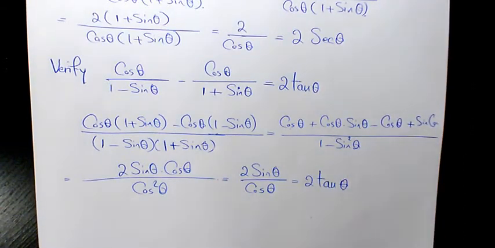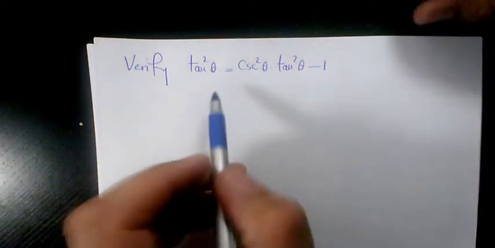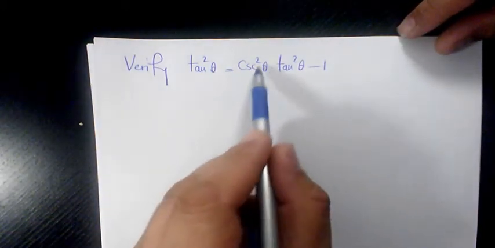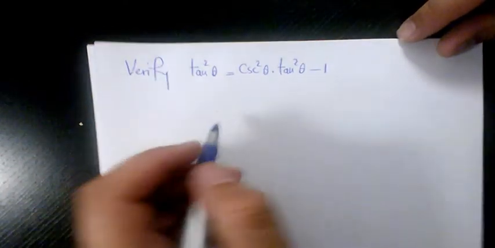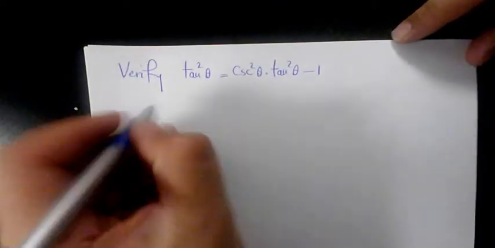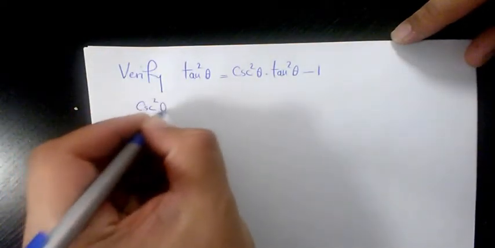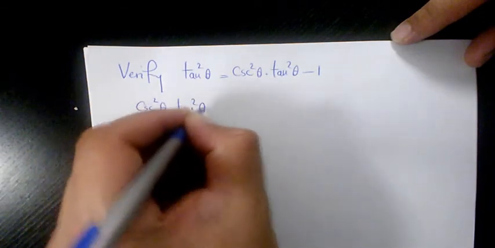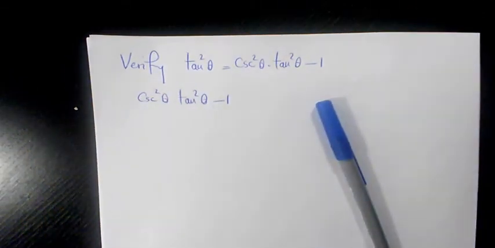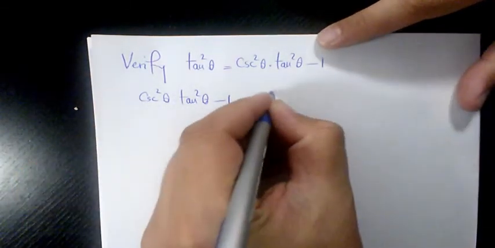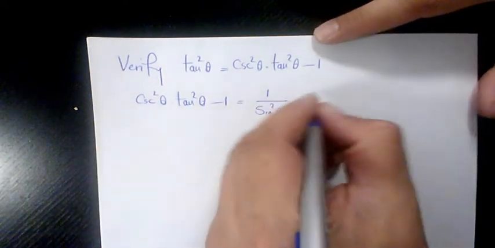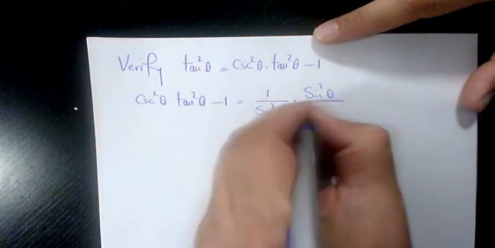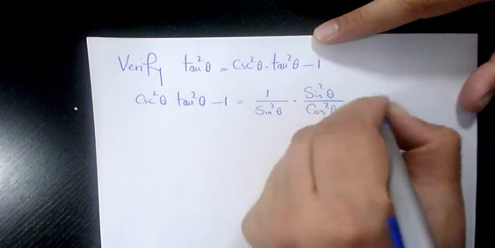And that's verified. Next example is verify tan squared theta equals cosecant squared theta times tan squared theta minus 1. So I start from the right hand side. So we have cosecant squared theta times tan squared theta minus 1. Cosecant is 1 over sine, so 1 over sine squared theta times tan squared theta, which is sine squared over cosine squared theta, minus 1.